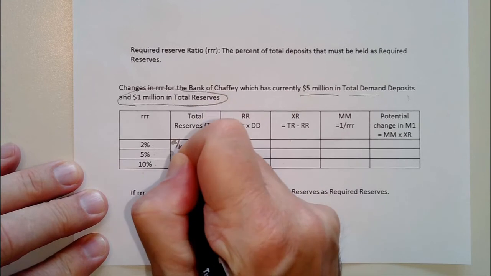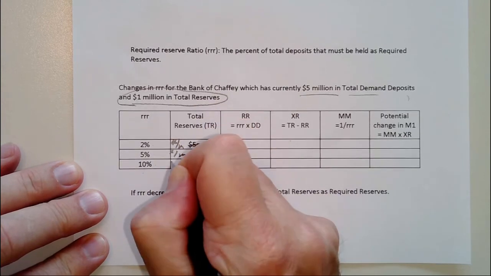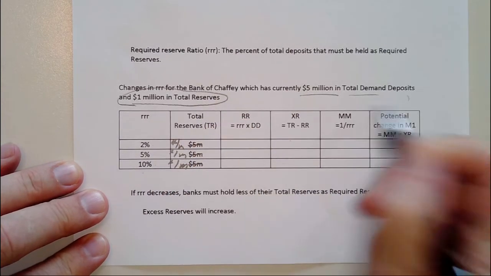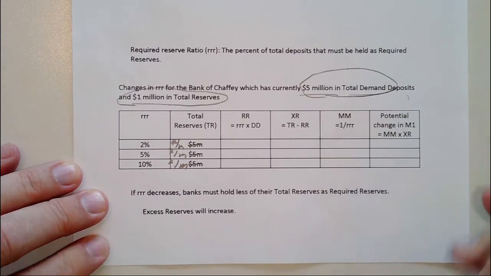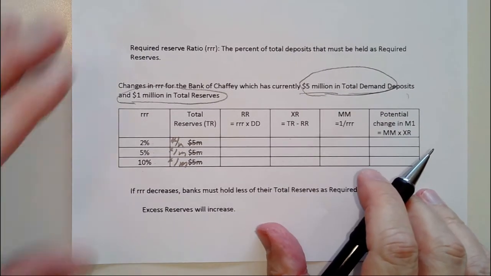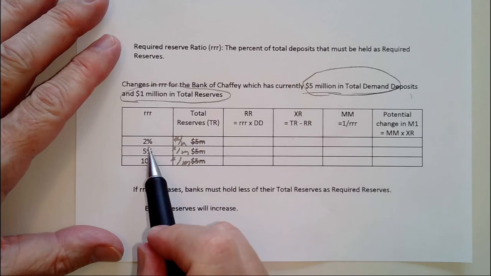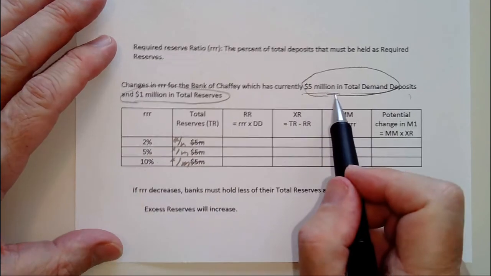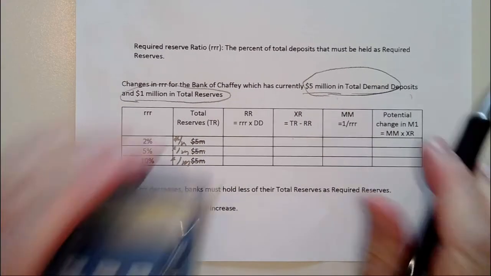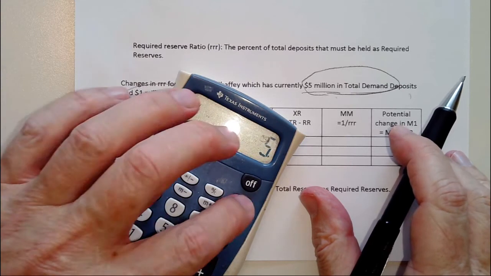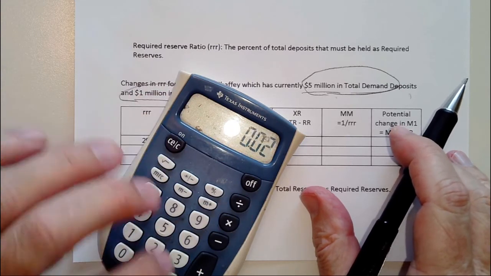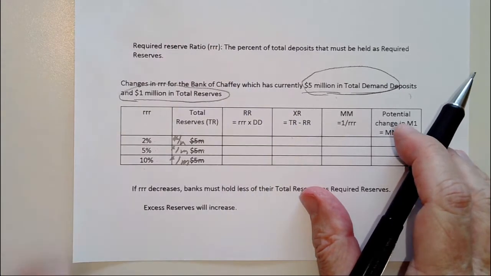$1 million, $1 million, $1 million. Deposits are $5 million. So I have $1 million in reserve right here. And if the ratio is 2%, we apply the 2% to the $5 million up here. So at $5 million, times 0.02, that'd be 100,000.